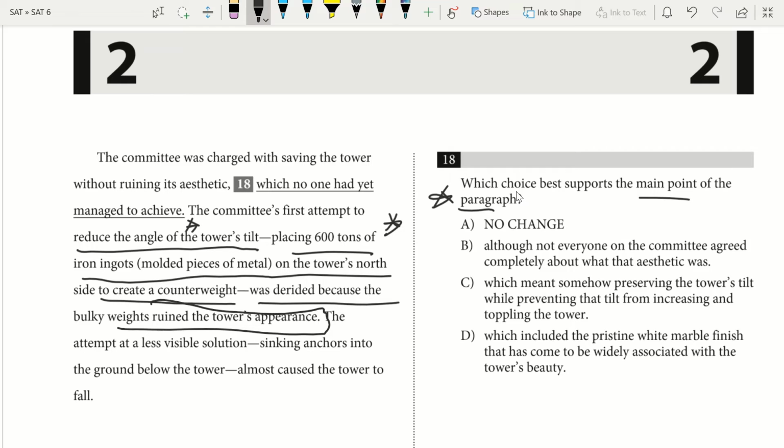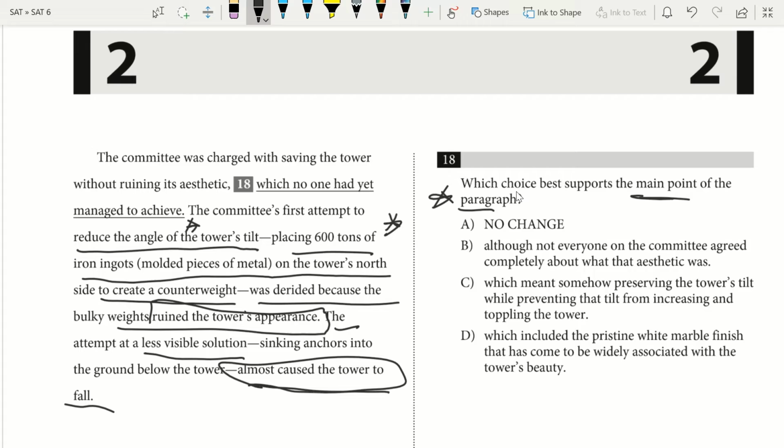Alright, so we have our attempt to fix our tilt, and then the problem is that it ruins the tower's appearance. Then we're told they attempted a less visible solution, so we're concerned with our appearance. Sinking acres into the ground below the tower almost caused the tower to fall. Alright, so we see we're concerned with two things: fixing the tower's tilt, and maintaining appearance as well. Alright, so that's our main point. So now we read through our answer choices.